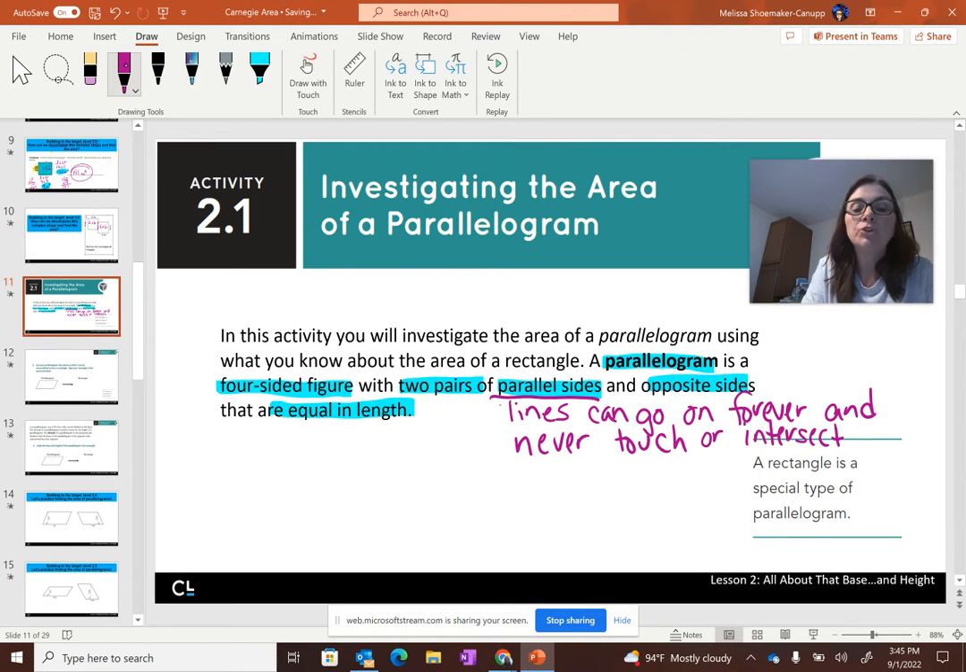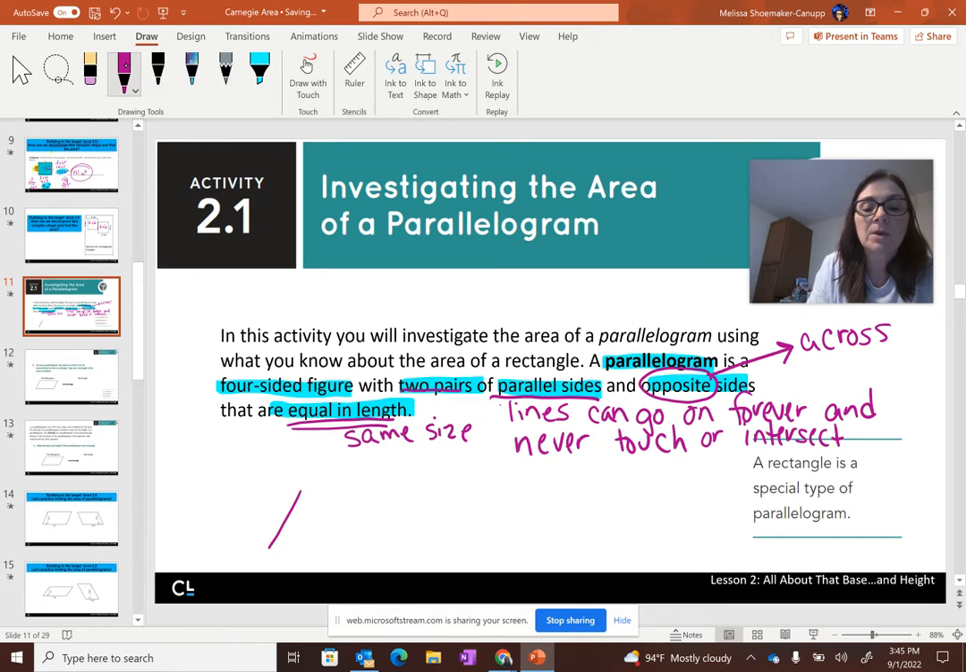Okay. Two pairs, and then opposite means across from each other, and equal in length means they're the same size. So let's draw this parallelogram. I always think of it looking kind of slanty.